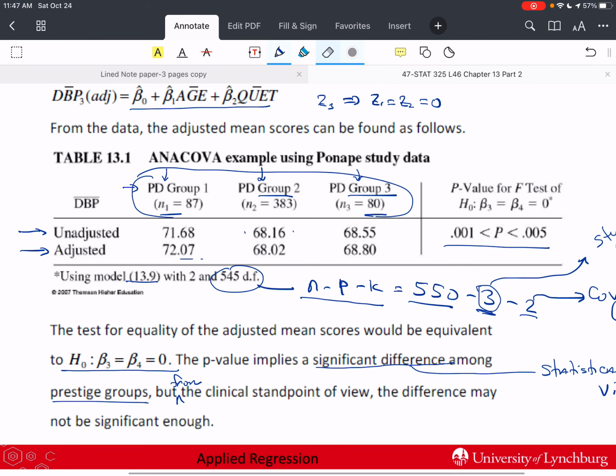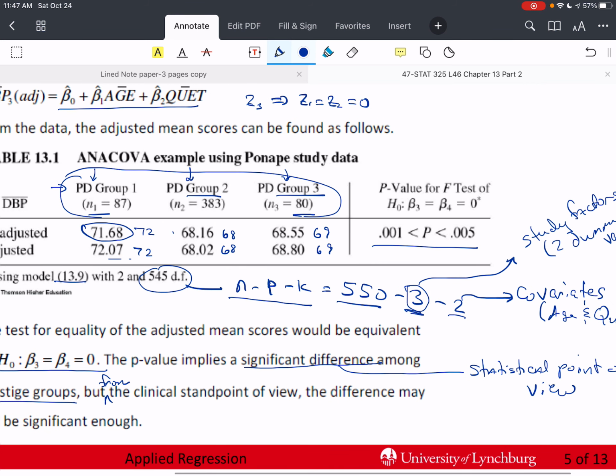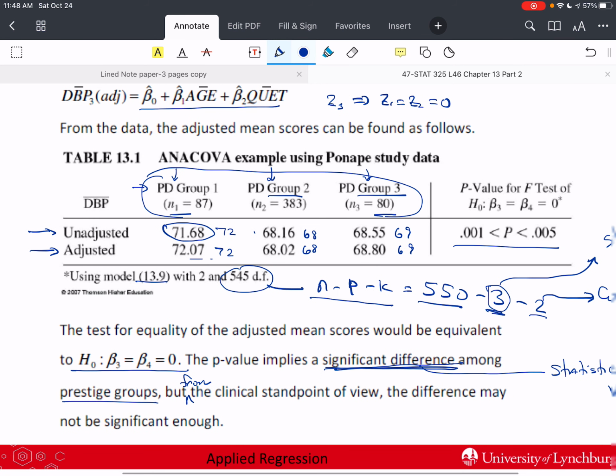So practically speaking, there's no difference here, even though it's statistically significant. Okay, and this would be 69, and this would be 69. But see, if you round to 0 decimal places or to whole numbers, there's no difference in any of these. So the statistical standpoint of view is that there's a significant difference. But from a practical standpoint of view, there is no practical difference in this.